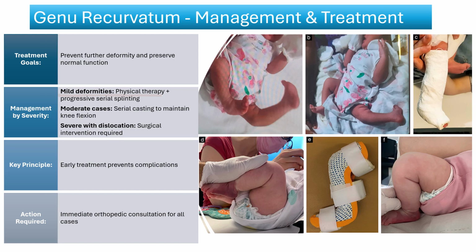Treatment of genu recurvatum is severity dependent and must begin early to prevent further deformity and functional impairment. Mild cases respond to physical therapy, combined with progressive serial splinting to gradually reduce hyperextension. Moderate deformities require serial casting to maintain the knee flexion. Severe cases with actual knee dislocation necessitate surgical correction. Regardless of severity, immediate orthopedic consultation is essential for optimal outcomes.